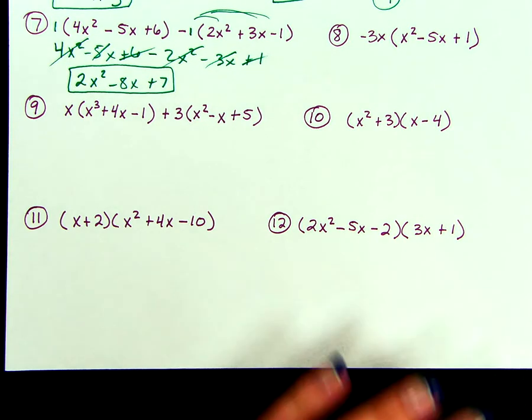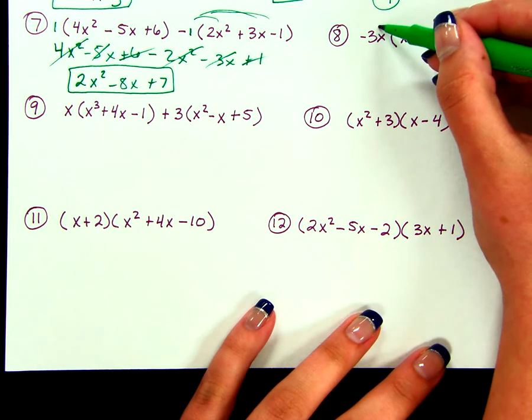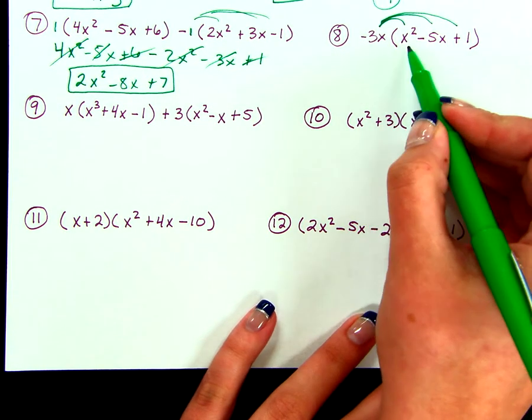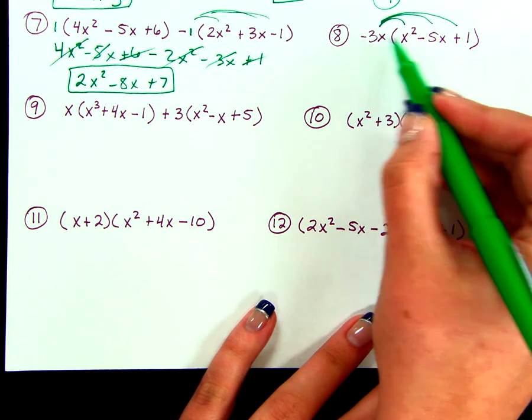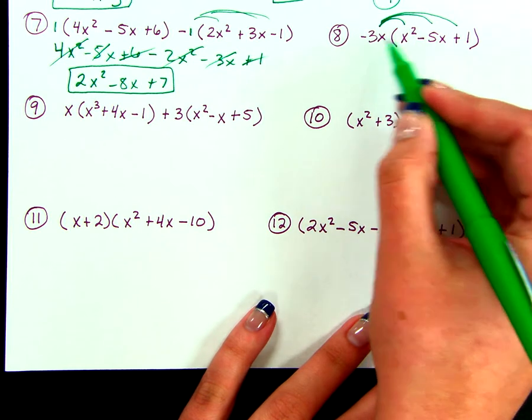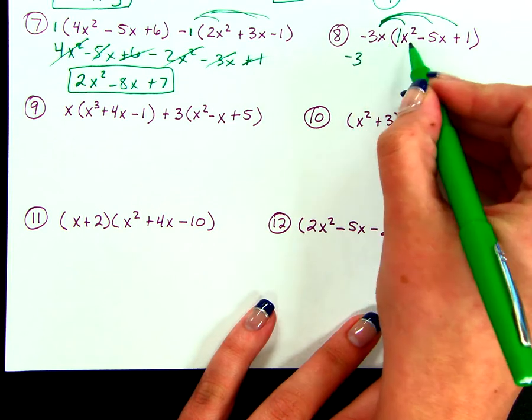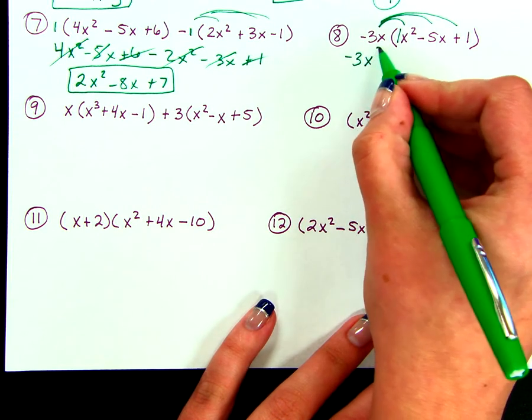All right, next one, looking at that. So we are distributing. So we're taking this negative 3x times each term. So negative 3x times x squared. So we're going to multiply the numbers, and then we're adding the exponents. So negative 3 times this invisible 1 is negative 3. X times x squared will be x cubed.